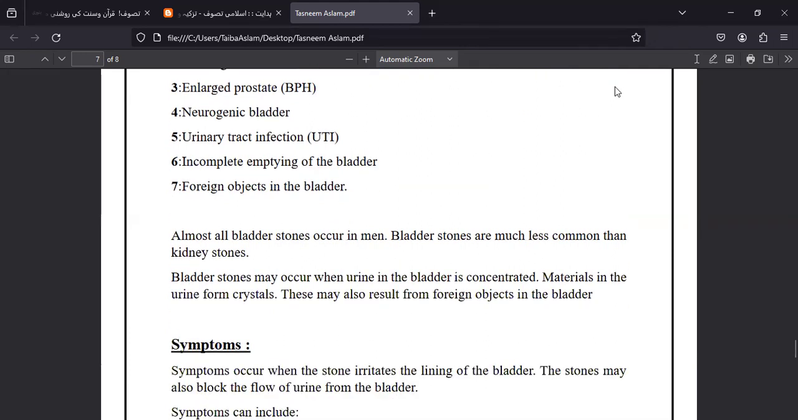Almost all bladder stones occur in men. Bladder stones are much less common than kidney stones. Bladder stones may occur when urine in the bladder is concentrated. Materials in the urine form crystals. These may also result from foreign objects in the bladder.